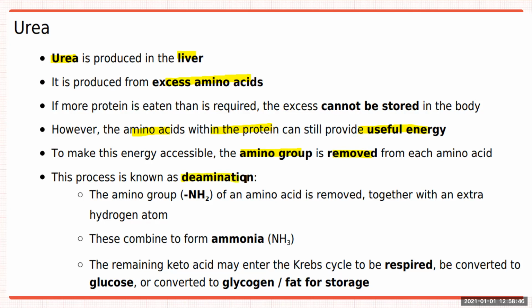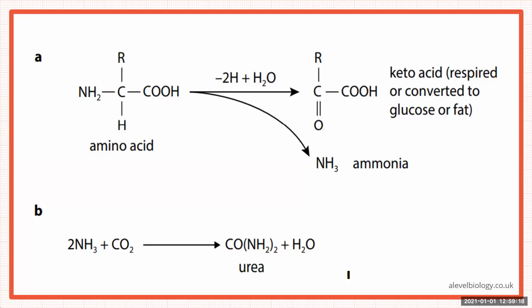So let me start again. The amino group of an amino acid is removed together with an extra hydrogen atom, and these two combine to form ammonia. The remaining keto acid enters the Krebs cycle to be respired, because we definitely need to make energy out of it, and then it can be converted into glucose, or it may be converted into glycogen, or it may be converted to fat for storage. So these are the two steps in the process of formation of urea.